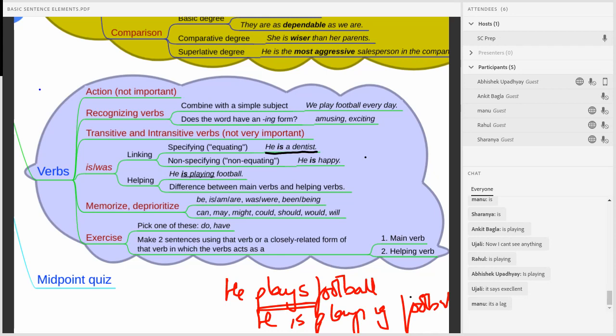Now we're going to try to apply what we've been discussing. So now it's going to be over to you guys. The first one, so we're going to be doing two things. There's a small quiz that we're going to work our way up to. But right now, I want you to pick one verb out of these two verbs, do and have.